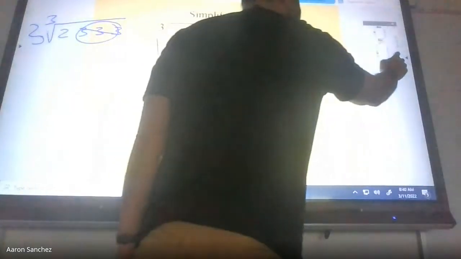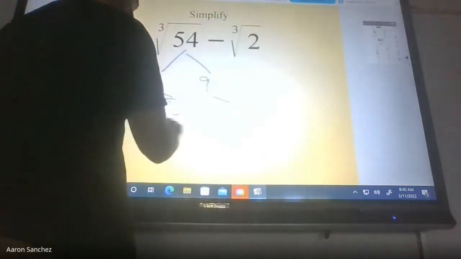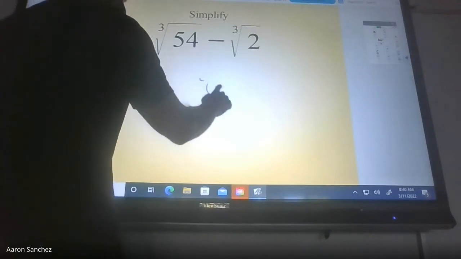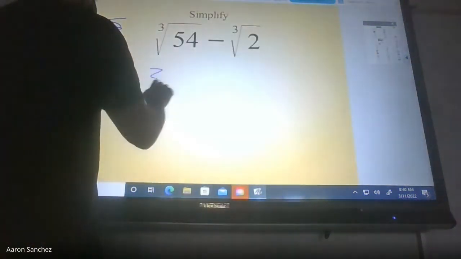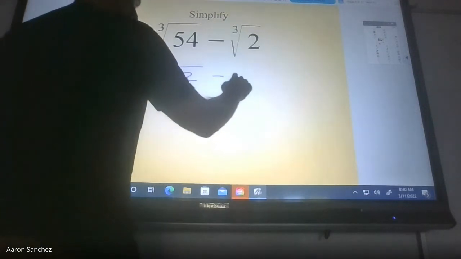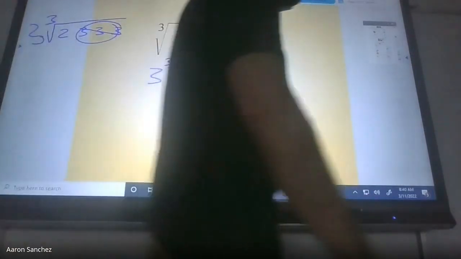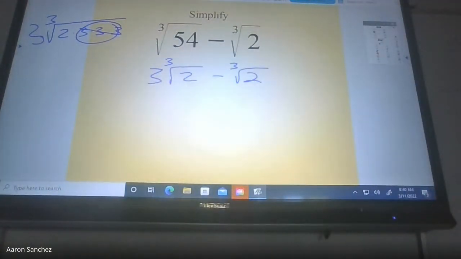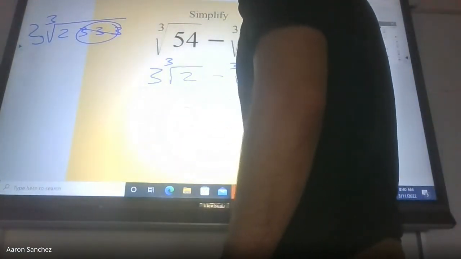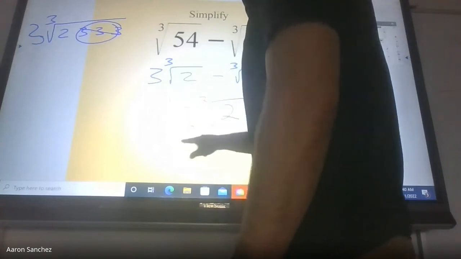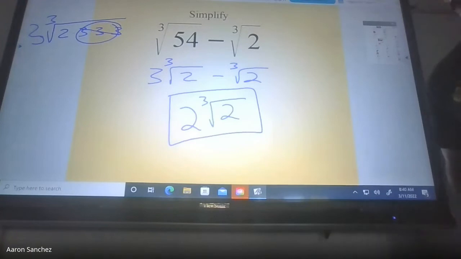So now I'm going to erase this. And after doing that, I'll let you guys think about that for a bit. But our final thing here is going to be 3 times the cube root of 2 minus the cube root of 2. Now I can subtract. I think you could obviously see what your final answer is here and how we did that. And then that's going to be 3 minus 1, which is 2, times the cube root of 2. 2 times the cube root of 2. And then that's your final answer.